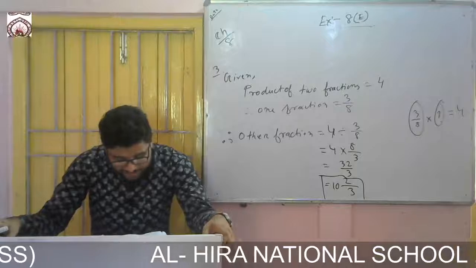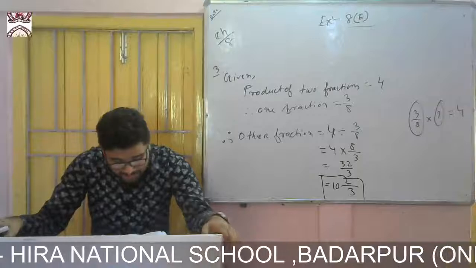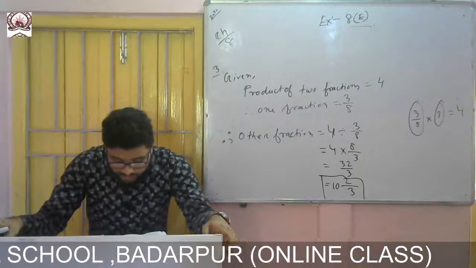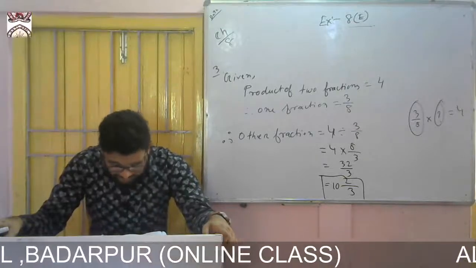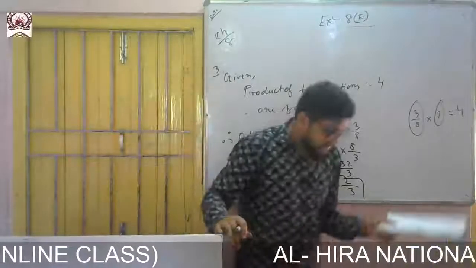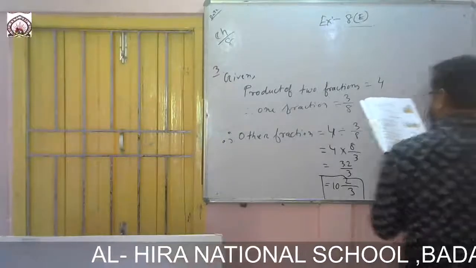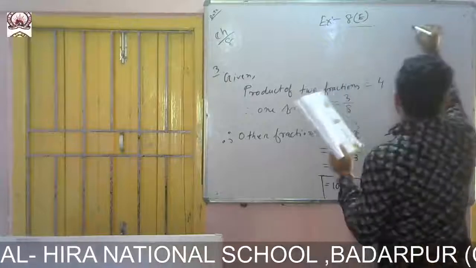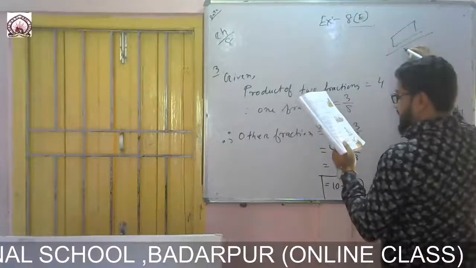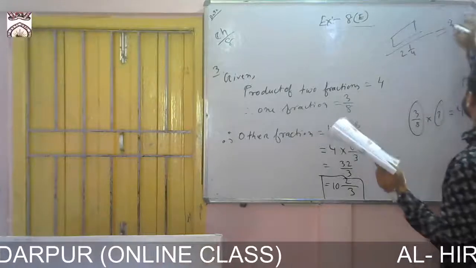Now come to question number 4. What number should be divided by 2 1 by 4 to get 2 by 3? So it is also the same. Again this is multiplication. So you see question number 4: what number should be divided by 2 1 by 4 to get 2 by 3?